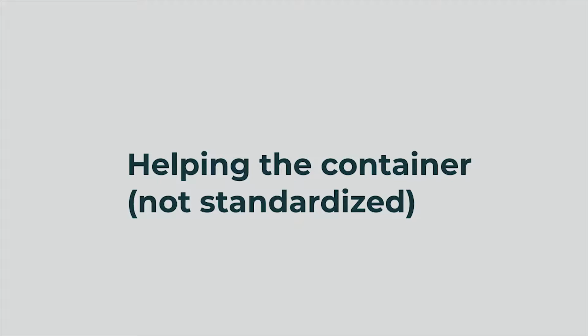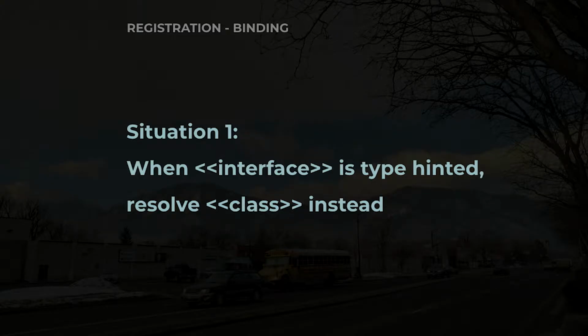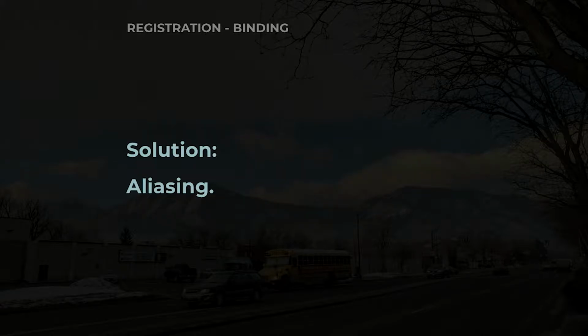And this is something that is not standardized by the PSR-11. PSR-11 just has has and get, that's it. So we're going to help the container to resolve stuff. And there's a couple of situations here. The first situation is an interface is type hinted, but we're going to help the container to say, well, if a storage is needed, create this FTP storage class, wrap it with the cache decorator and stuff. So the first thing we can do is say aliasing.